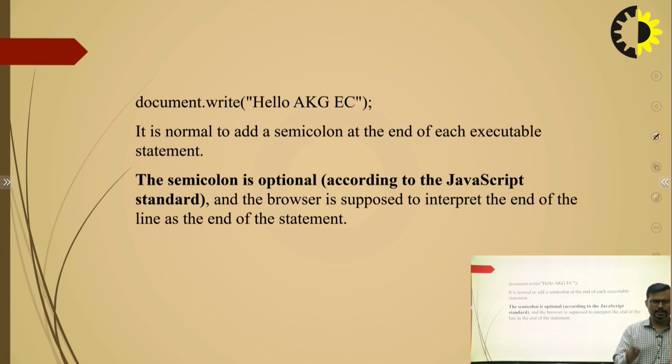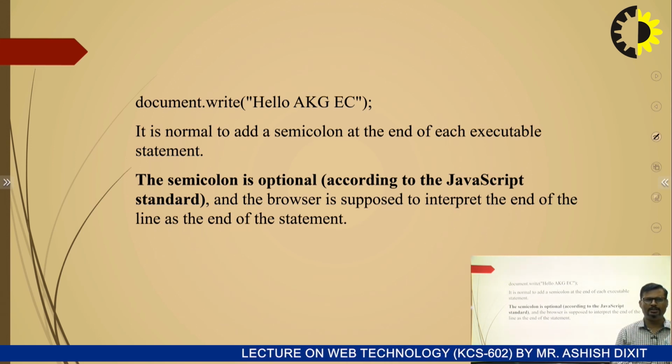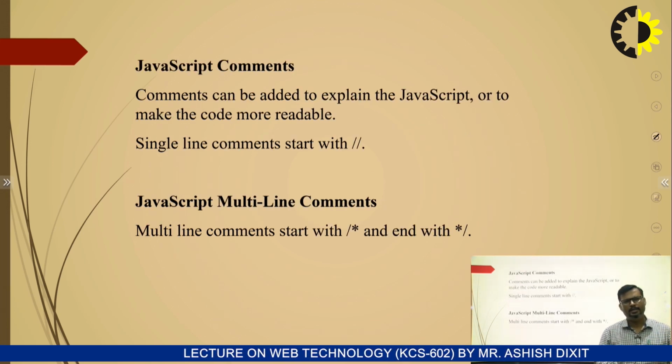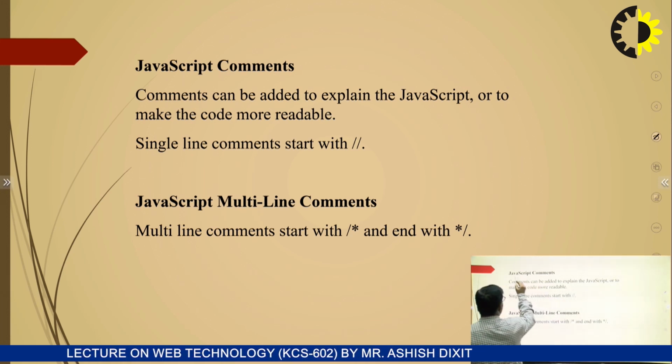It is normal to add a semicolon at the end of each executable statement. Always keep in mind, each executable statement ends with a semicolon. The semicolon is optional according to the JavaScript standard. If you want to use it, no issue will be created. The browser is supposed to interpret the end of the line as the end of the statement. Then JavaScript comments will be shown through these comments.